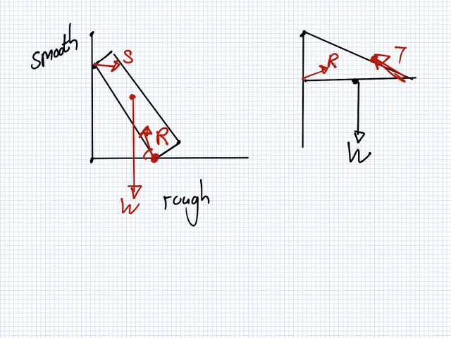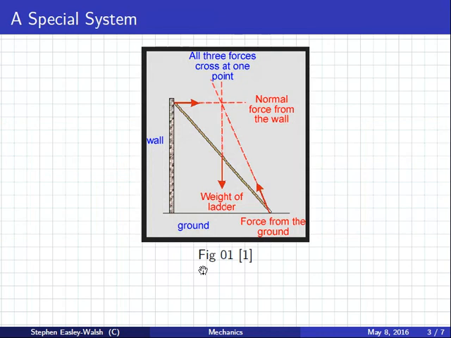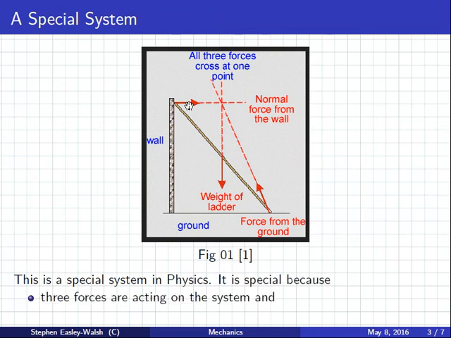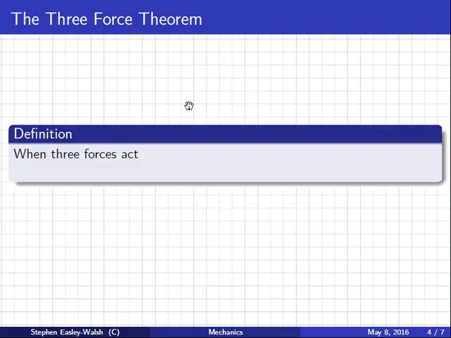In other words, the point I'm trying to make is it's actually quite a common and special system in physics to have three forces in the system. It's actually a special type of problem in physics. Here's the example with the ladder. So you have the weight, the force from the ground, and the reaction. It's special because there's three forces on it, and it's in equilibrium. It's balanced. So this is what we're looking at today. We're looking at these special systems. And something very interesting happens when we have three forces.